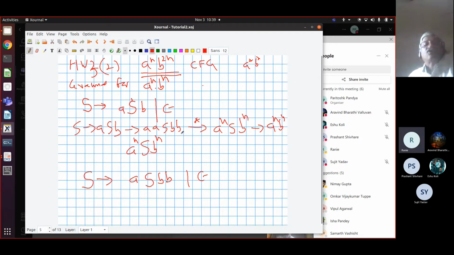So first check that every string of this form can be derived here, right? So suppose the string is a cubed, b to the power 6. We will apply this rule 3 times and then this epsilon rule like here and we'll get it. So every string of this form can be derived in this grammar. That is clear?